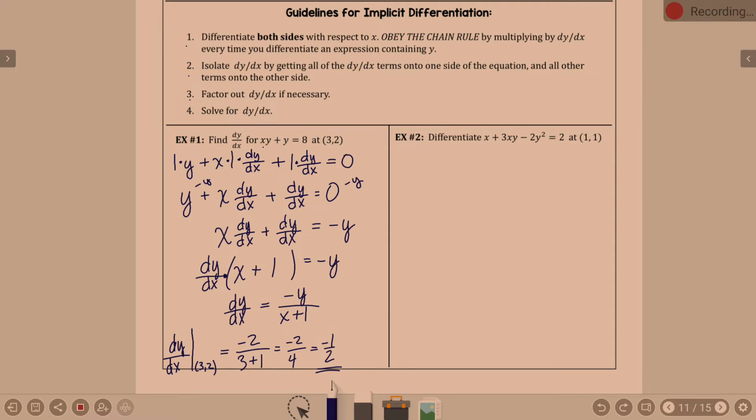Good? Okay. Let's try example 2. Differentiate x plus 3xy minus 2y squared equals 2 at 1, 1.